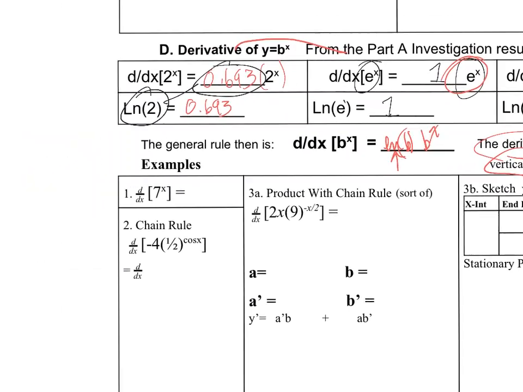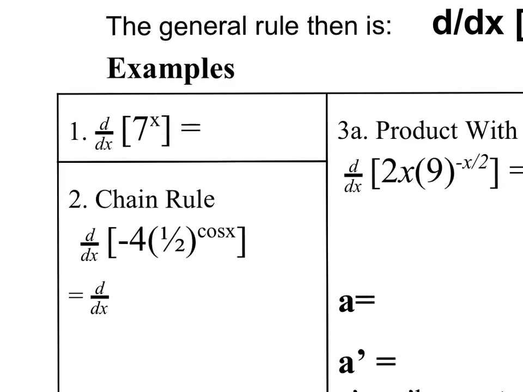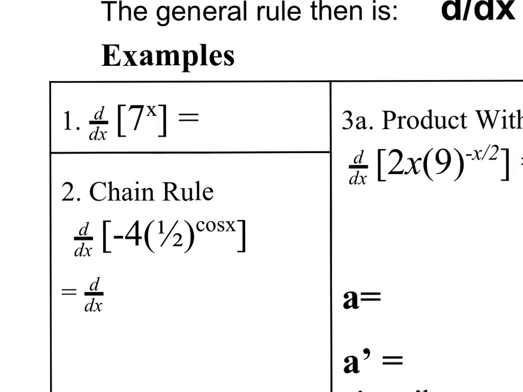Okay, so what's the derivative? Let's do some examples. What's the derivative of 7 to the x? ln 7 times 7 to the x. Okay, that is the derivative of 7 to the x. Now, can we figure out what ln of 7 is? I could write this if I wanted as 1.95 times 7 to the x, right? So again, that's a vertical scaling.